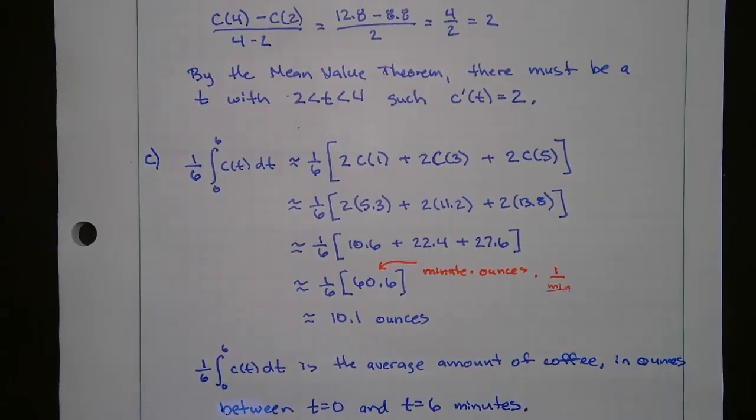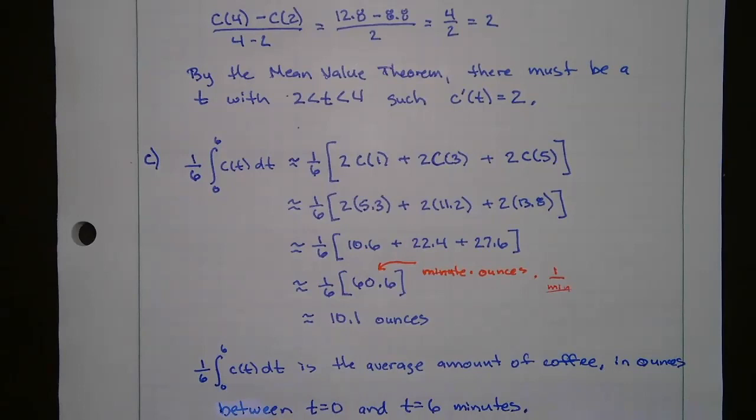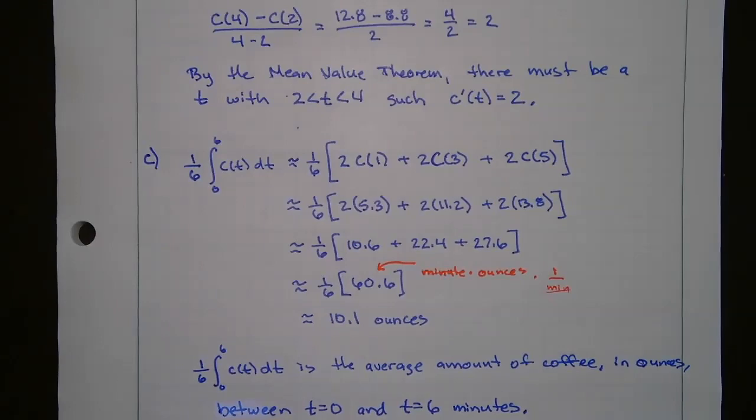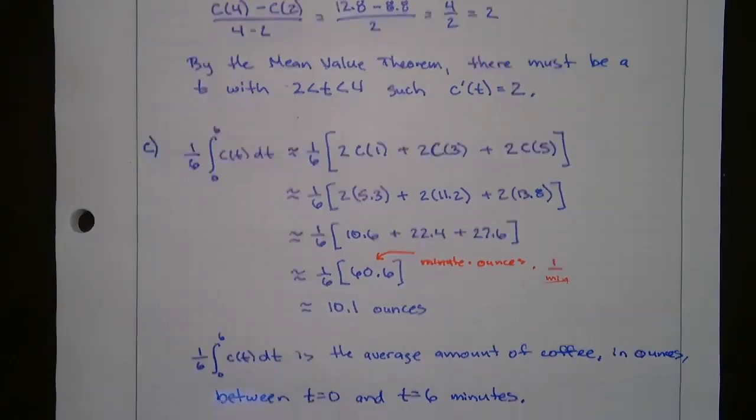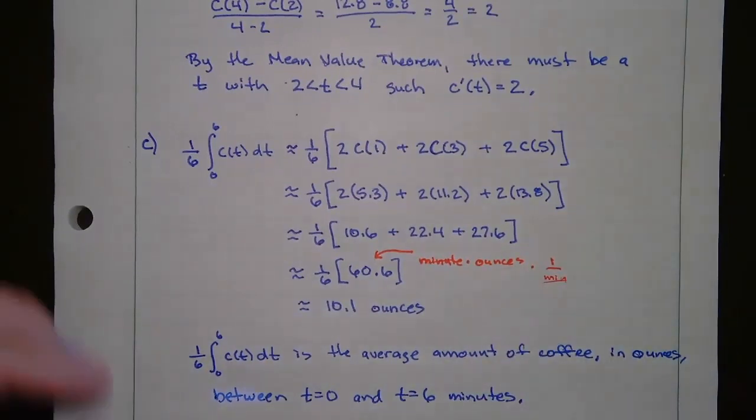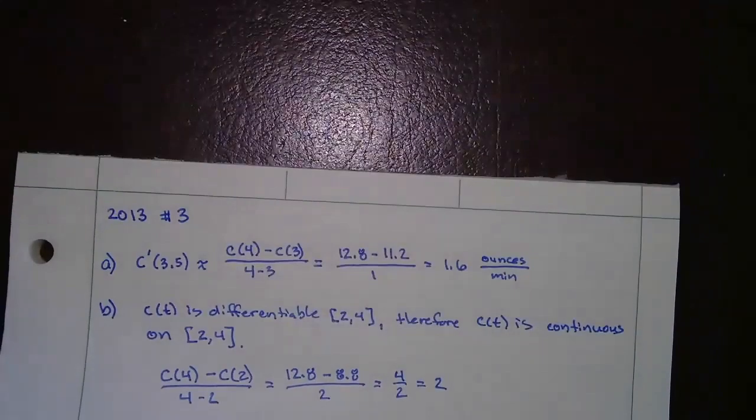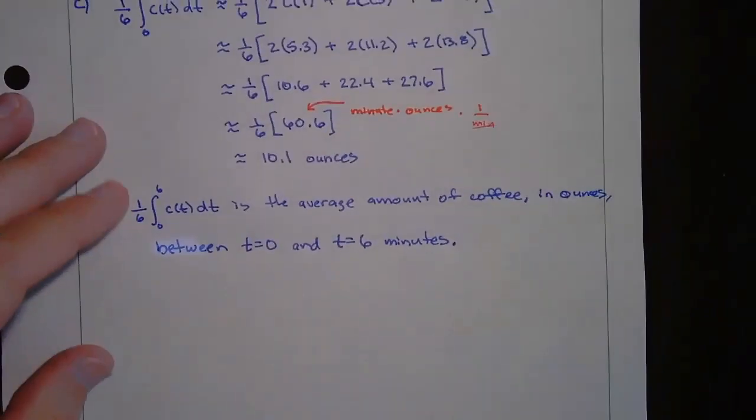You could also say this integral is the average amount of coffee in ounces, and then you could say in the first 6 minutes, while hot water was dripping through the coffee maker. From t equals 0 to t equals 6 is the first 6 minutes. Let me slide that up. I just realized you couldn't see the bottom of it. So that's what I wrote.